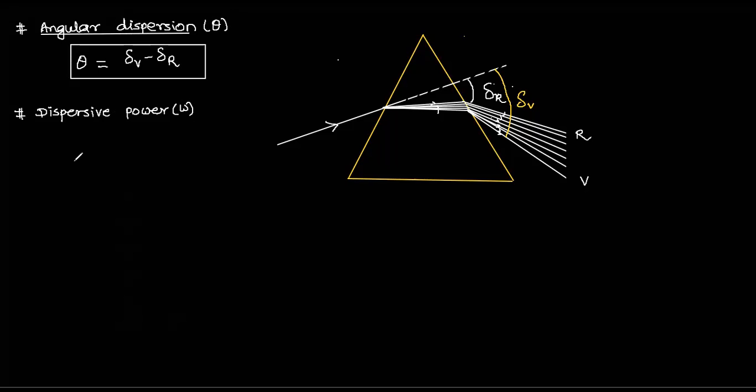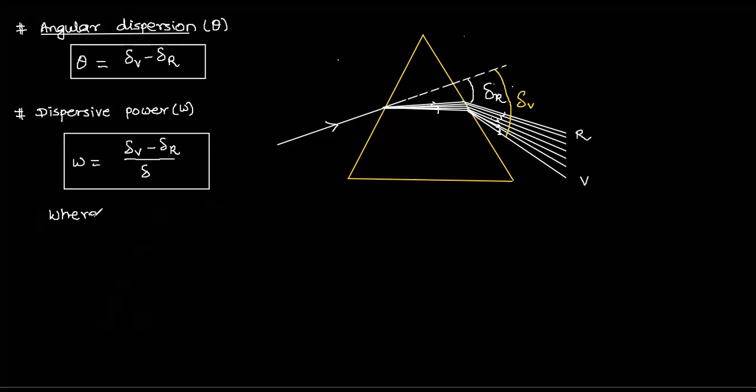And what is the formula for this omega? Omega is equal to delta V minus delta R divided by delta. This is for violet color, not for any other. Okay, this is delta V for violet color. And what is this delta then? What is the delta?